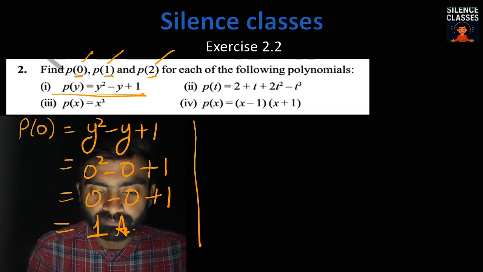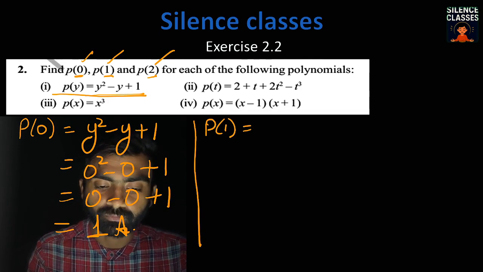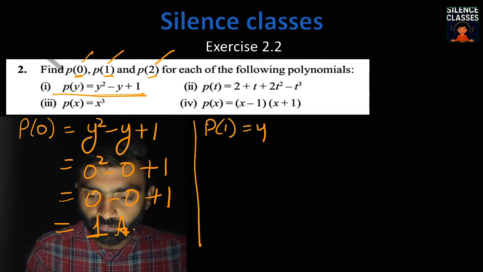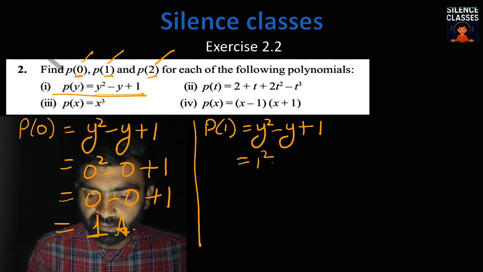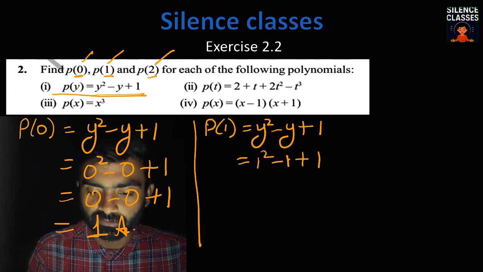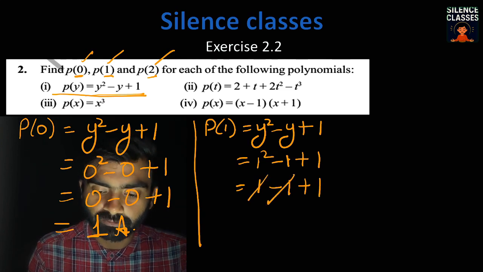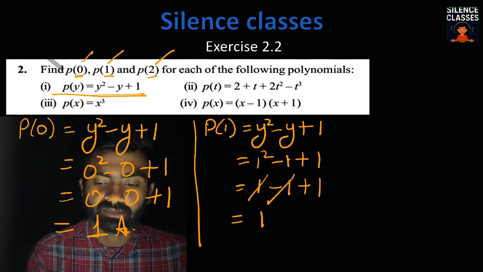Now what we have to do, we have to put p of 1. Now in the place of y we have to put 1. y square minus y plus 1. So y square is 1 square minus 1 plus 1. So 1 square is 1, minus 1 plus 1. Minus 1 plus 1 we can cut out. We will get 1 as the answer.